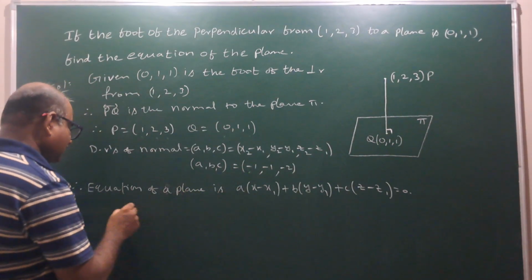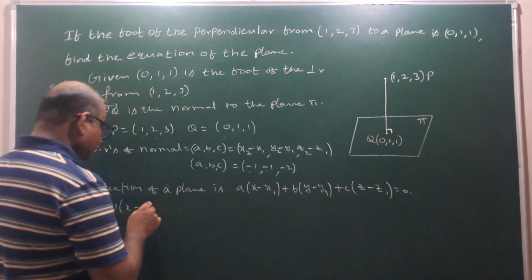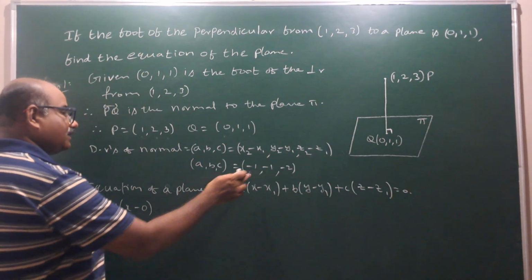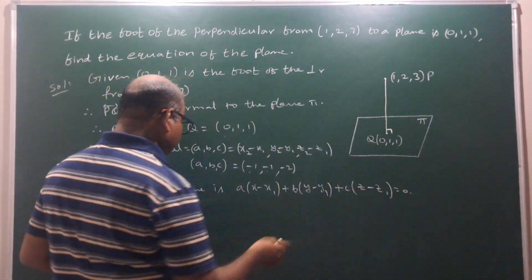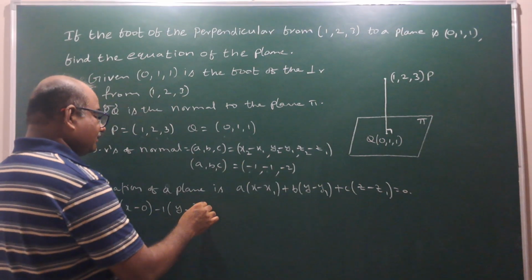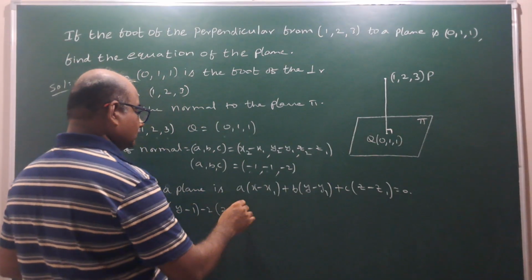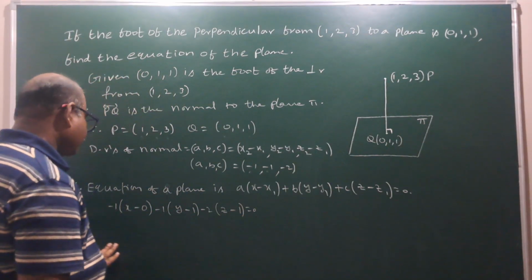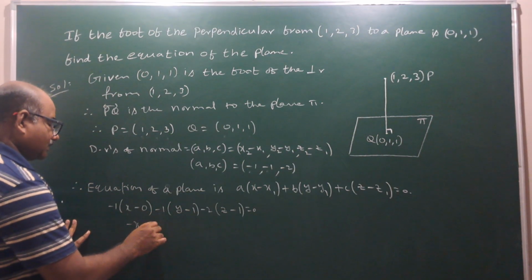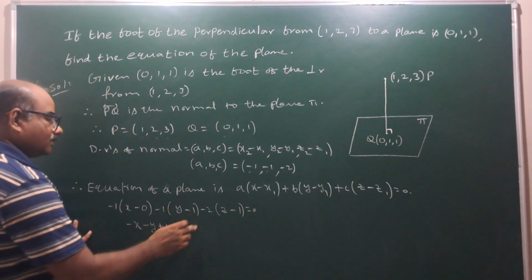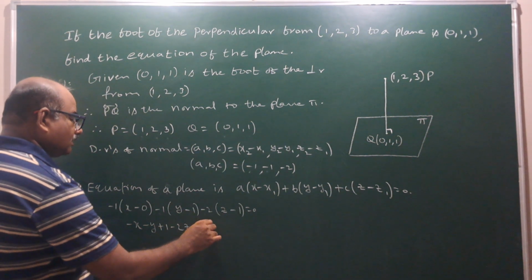A means minus 1, into x minus x1 which is 0, plus B means minus 1, into y minus y1 which is 1, plus C means minus 2, into z minus z1 which is also 1, equals 0. So minus 1 into x, minus 1 into y minus 1 into minus 1, plus 1, minus 2 into z, minus 2z, minus 2 into minus 1, plus 2 equals 0.